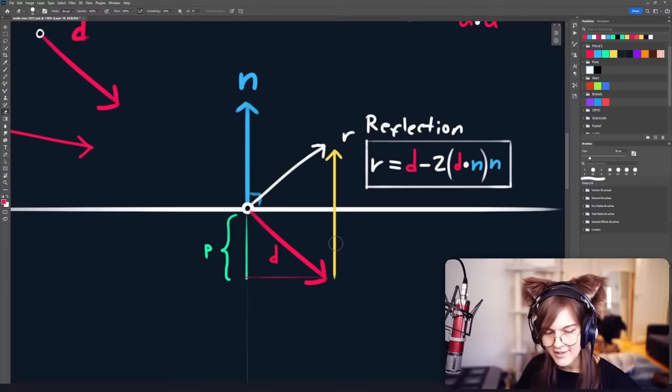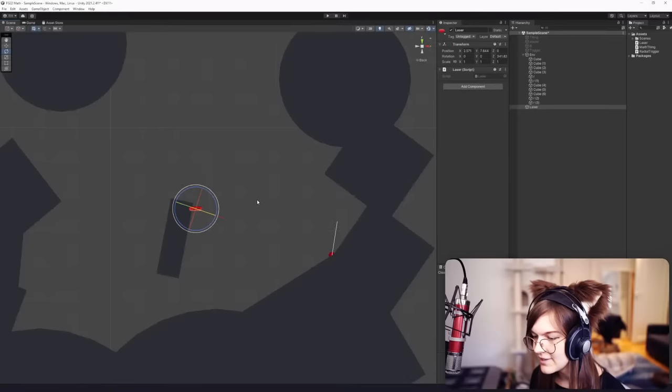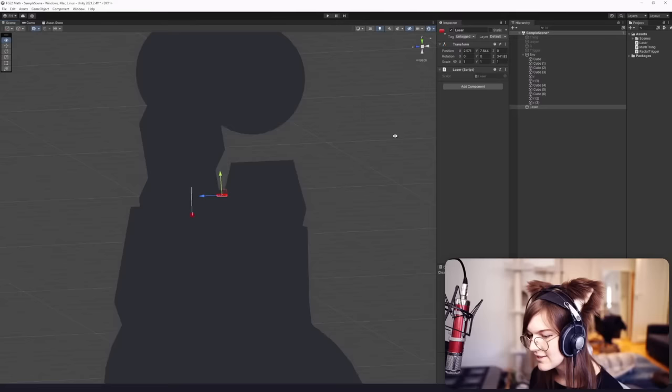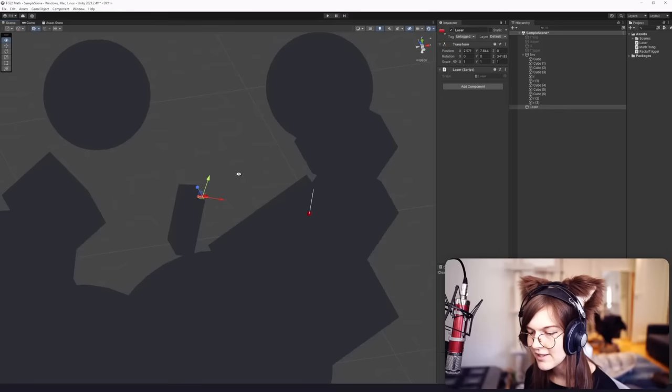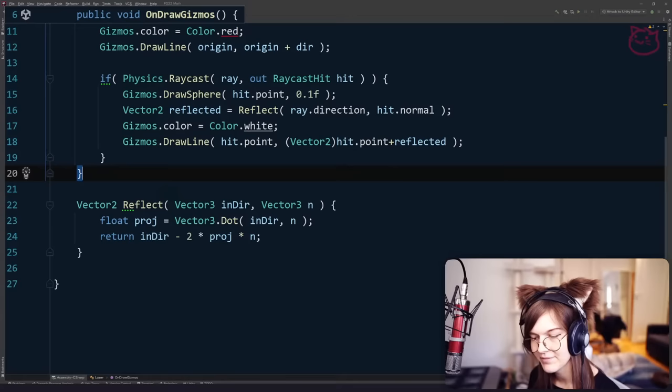Okay. Is there a reason to use vector2s here? The math will basically be the same, but because we're doing this in a 2D scene, I don't want the ray to accidentally shoot off into the depth of the scene. And it's also cheaper to do math using vector 2s because there's one less component to deal with. It's just unnecessary to use 3D vectors in this case, but it will work. Like the math that we've written here, if we just changed this to vector 3s, it's going to work just fine. There's going to be no difference. The math is the same.